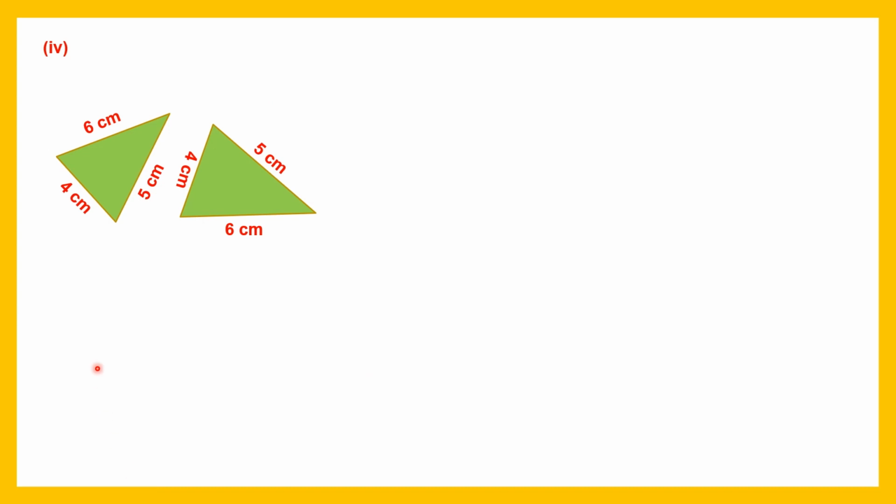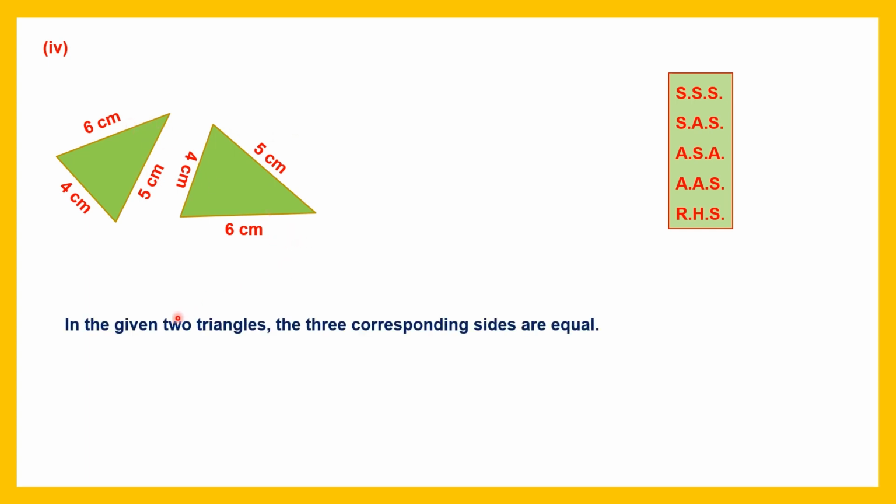So here now in the fourth question, we've been given two triangles and we've been given the measurement of the side. Which condition can we use? There are three sides. So let's use the first condition, side, side, side. As you can see, we have 4 centimeter, 4 centimeter, 5 and 5, 6 and 6. That means the three corresponding sides are equal. Therefore, the given triangles are congruent by SSS.